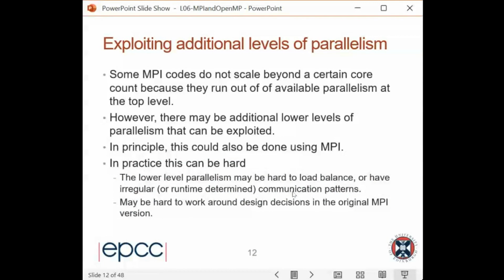The other one is exploiting the additional levels of parallelism. Let's say, for example, I was doing a simulation of the energy efficiency of houses. So I have a model which simulates how energy is used by a family in a house: heating, lighting, cooking, ventilation, all these kinds of things.